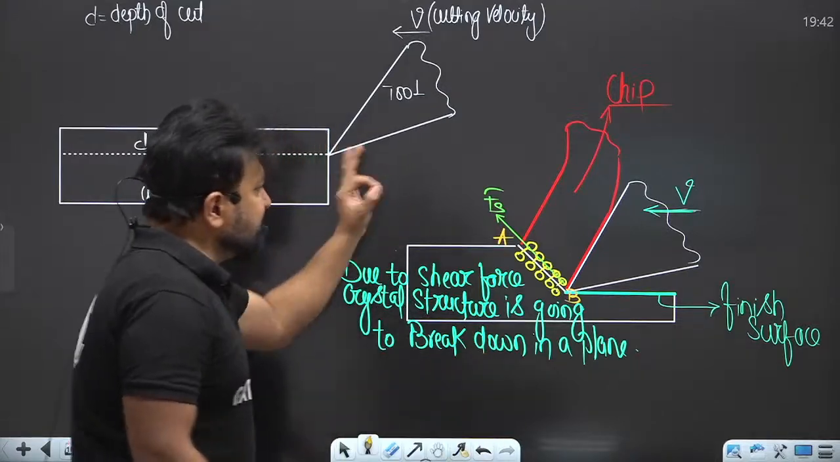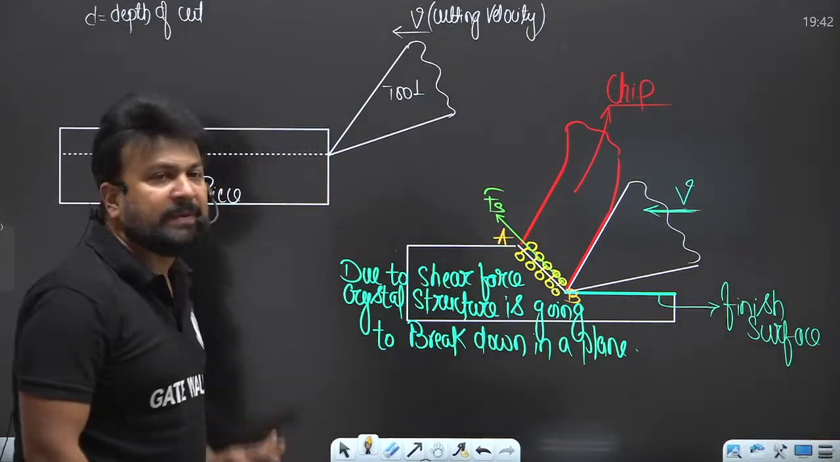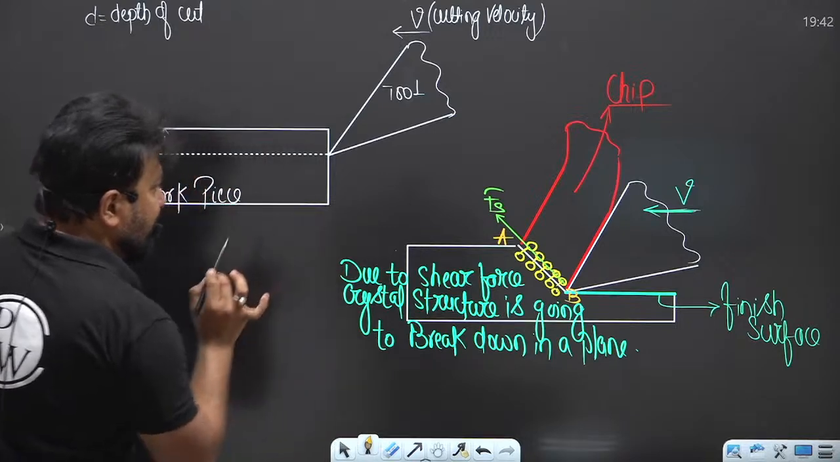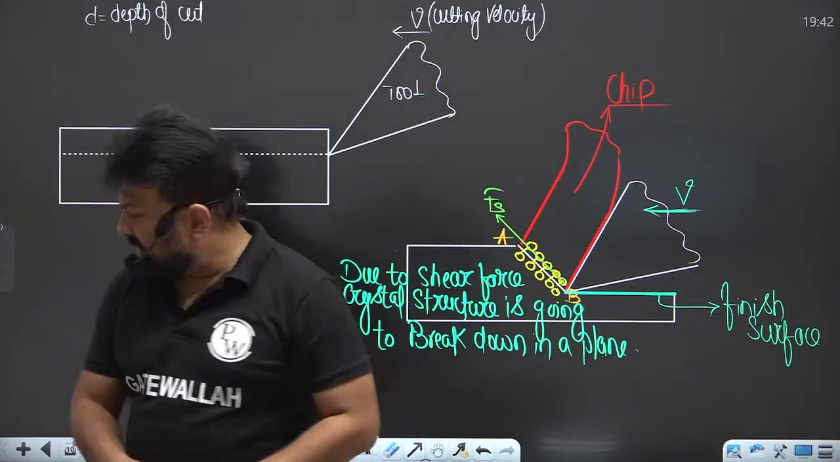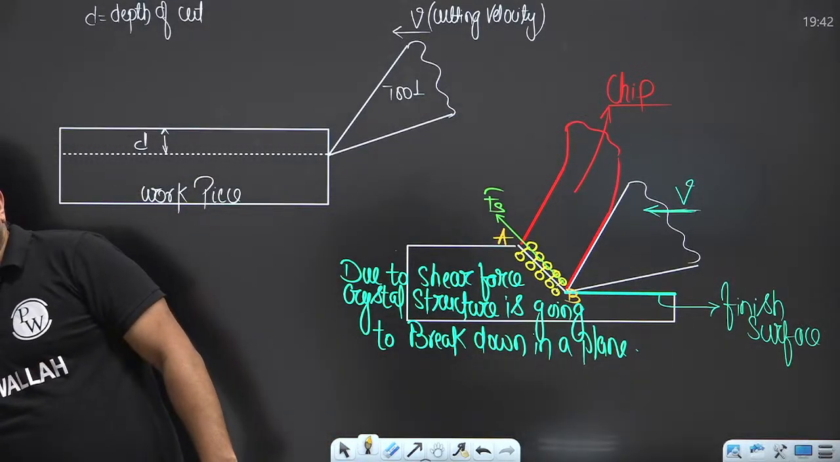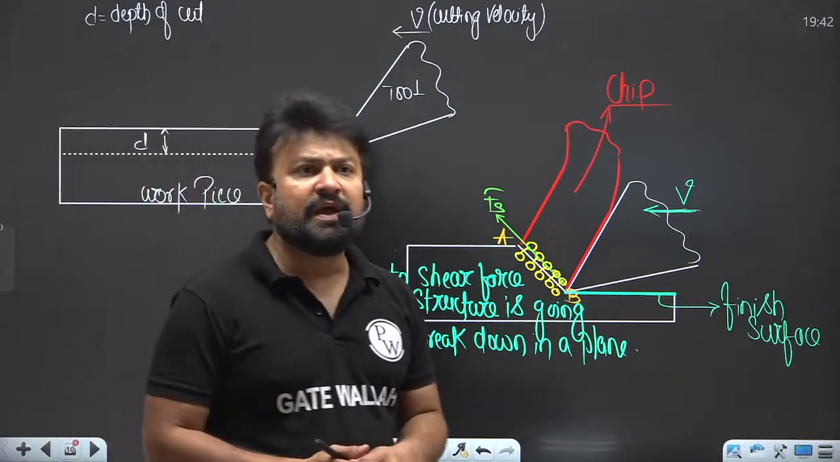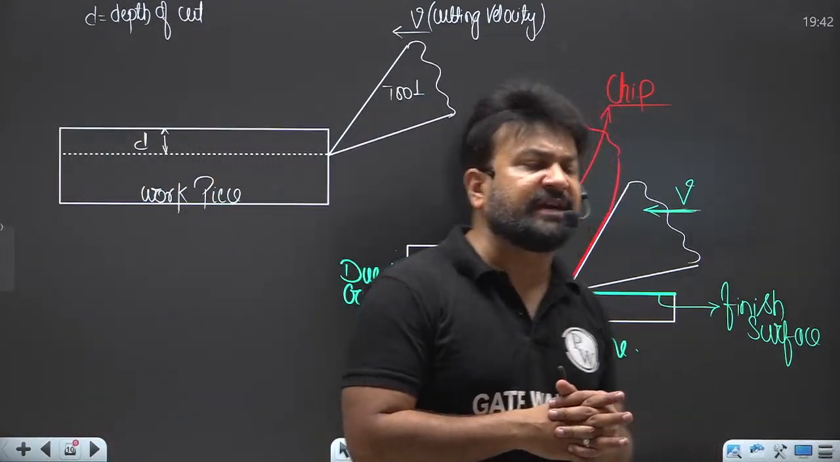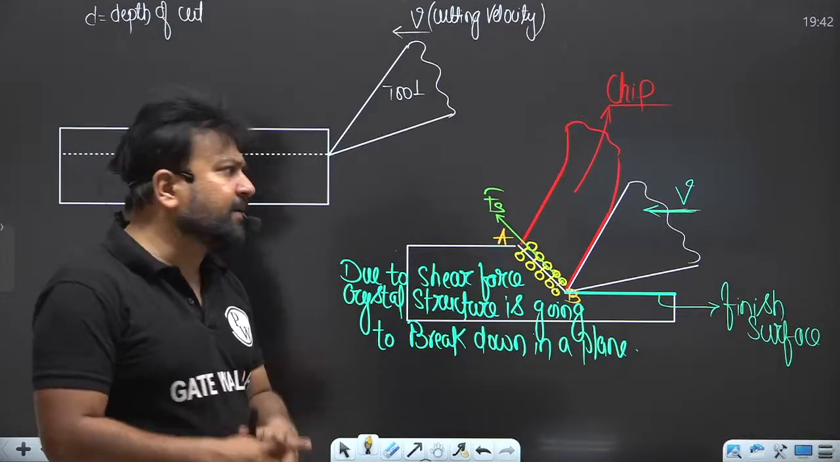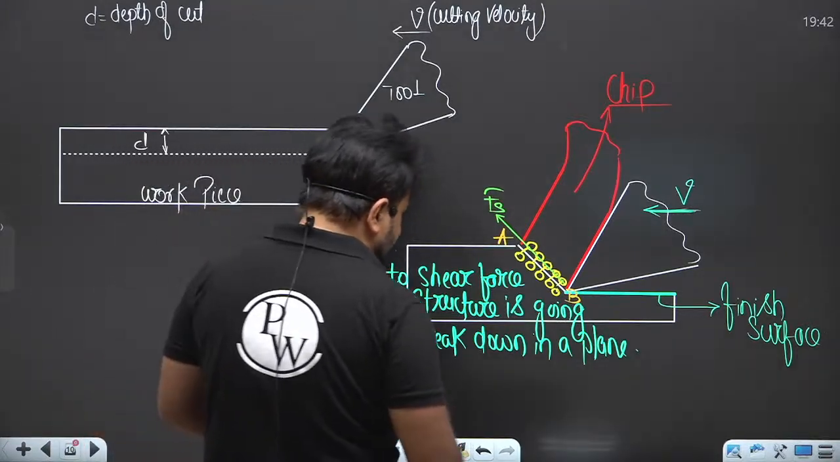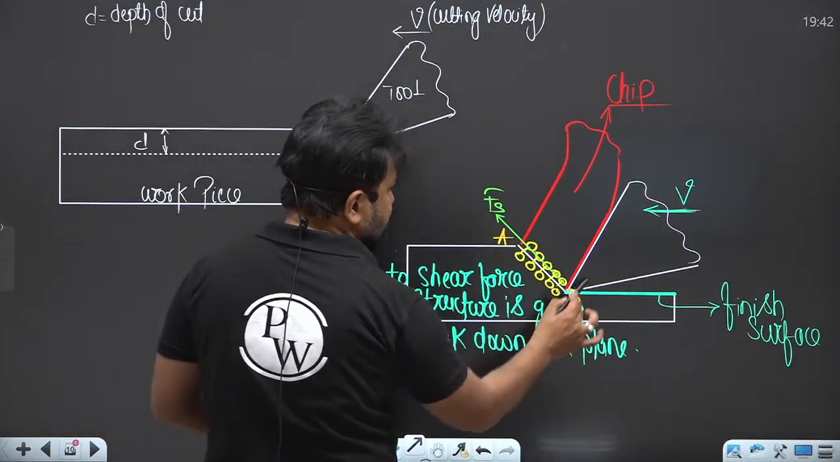This is the importance of the shear plane. Am I clear? So this is a shear plane in which the crystal structure is going to break down. Shear force will not necessarily be perpendicular to the cutting force. Here the shear force is going to be produced by the actual cutting force.